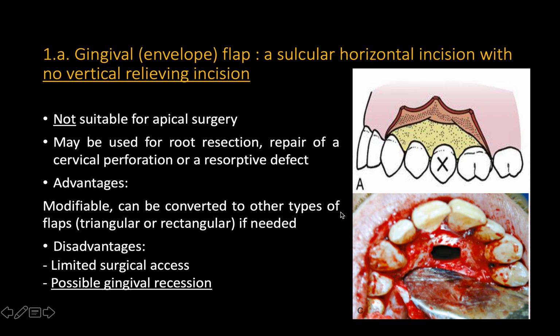The advantage of this flap design is it's modifiable. So if you think that you're not gaining enough access, you can just add 1 or 2 vertical relieving incisions and convert it into a triangular or a rectangular flap. So it's modifiable. The disadvantage of this flap, it provides limited surgical access, especially to the apical area of the root. And as with any flap design that includes a sulcular incision, it will produce gingival recession after the surgery.